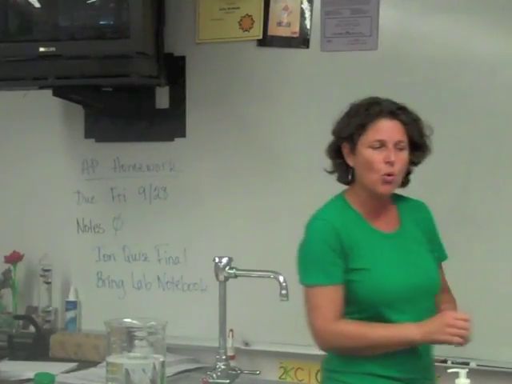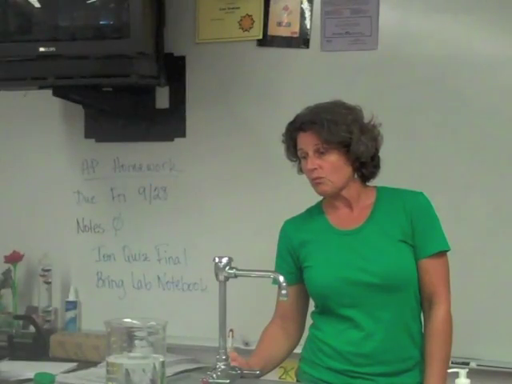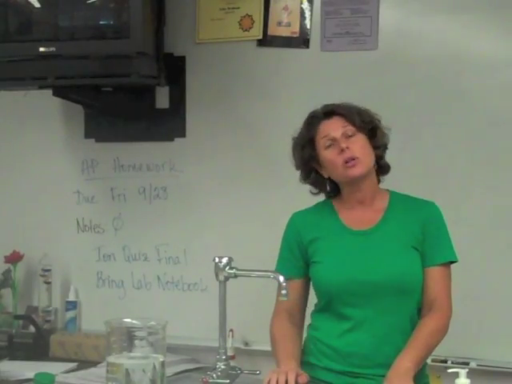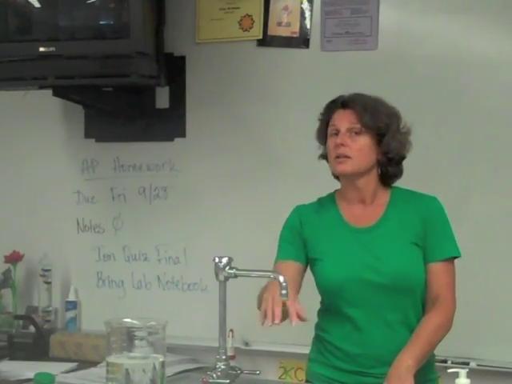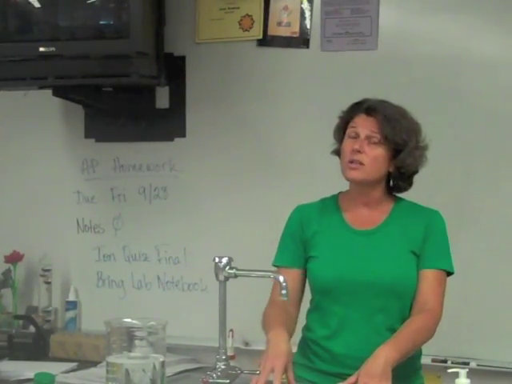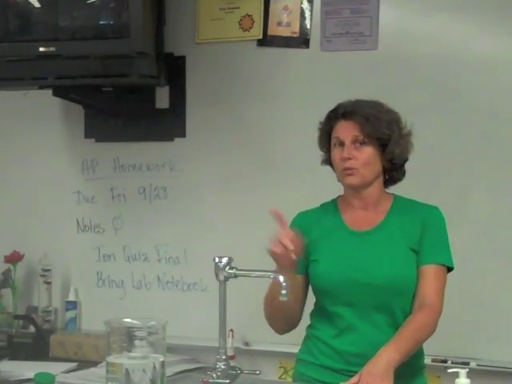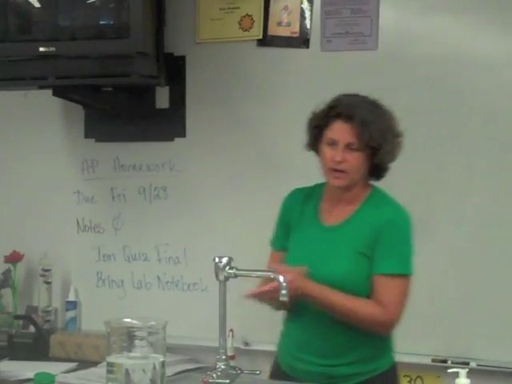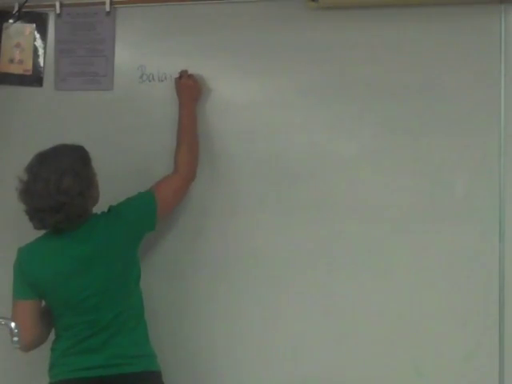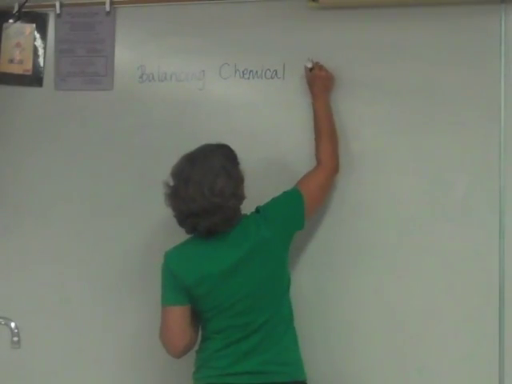We need to have something more concrete, a concrete way of communicating this to each other. So that is what we are going to talk about today, chemical equations that represent chemical reactions. And what you just observed here was a chemical reaction. So what is the equation that we use to symbolize what just happened there? Okay, that's what we need to write on board. Balancing chemical equations.